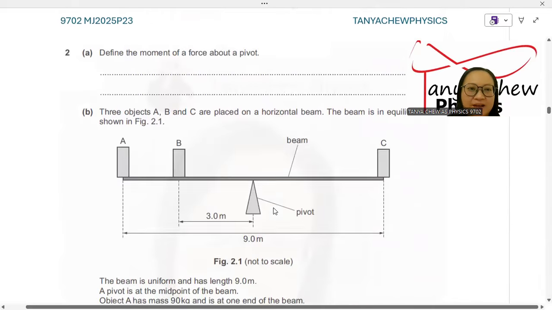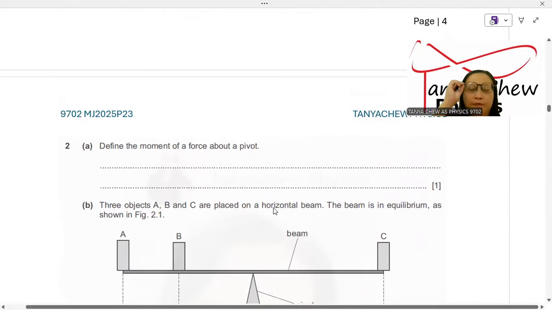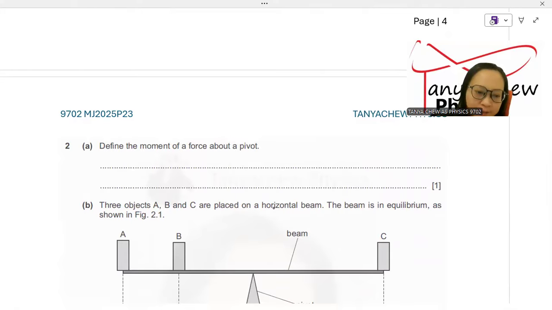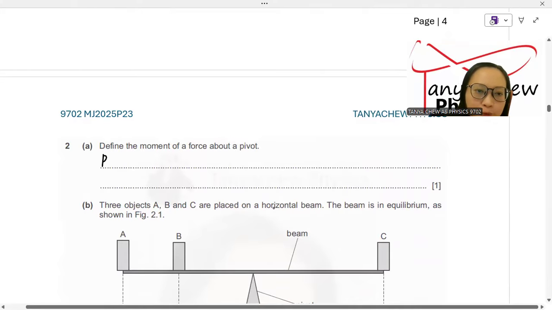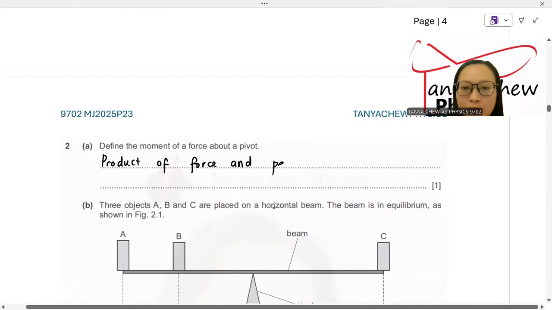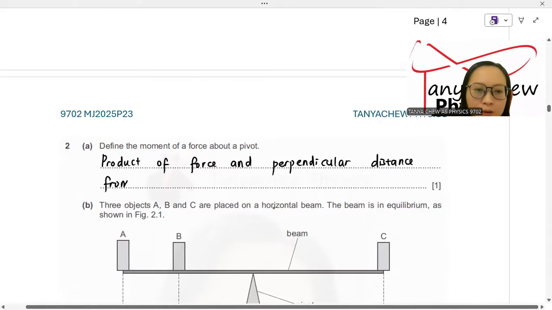Done. Number 2A, define moment of a force about a pivot. What is moment? Moment is defined as the product of force and perpendicular distance from the pivot. That's the definition of moment of a force.